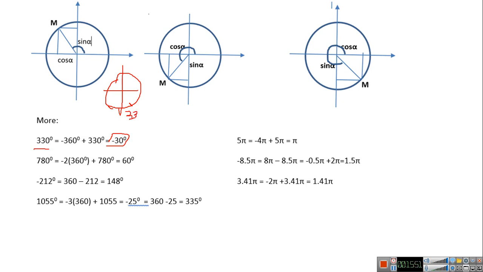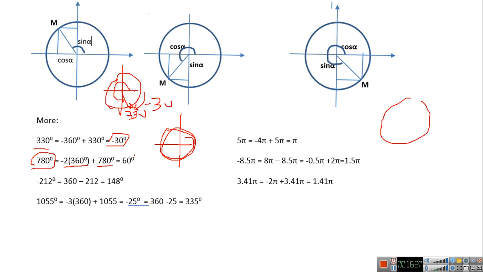Instead of going from here, this is the point M, okay? Going from here till here and saying this is 360, you can go 330 minus 360, which is minus 30. Because I'm going negative to point M, I say minus 30 degrees. If you have 780, you have more than one rotation. We know that if you take out 360, and another 360, so minus 2 times 360, which is 720, 780 is the same as 60 degrees.